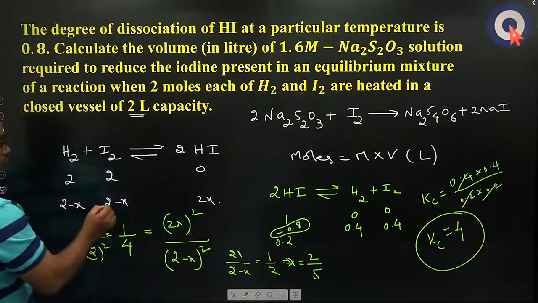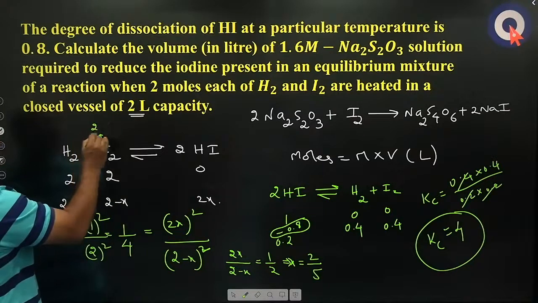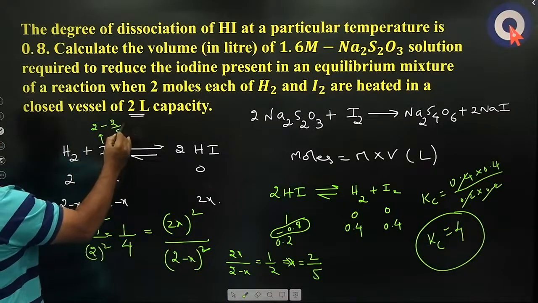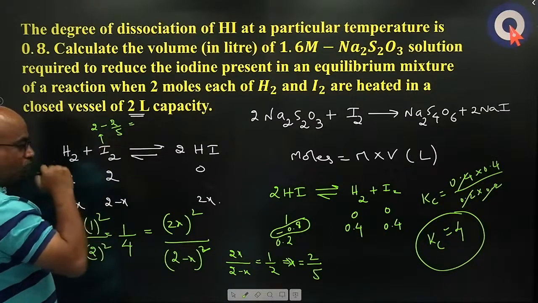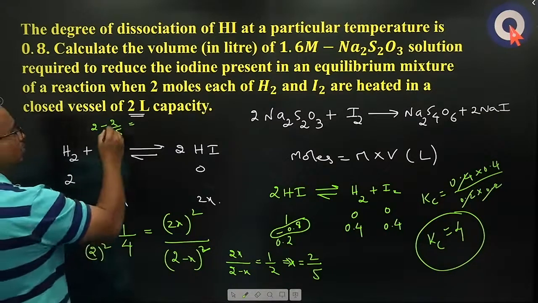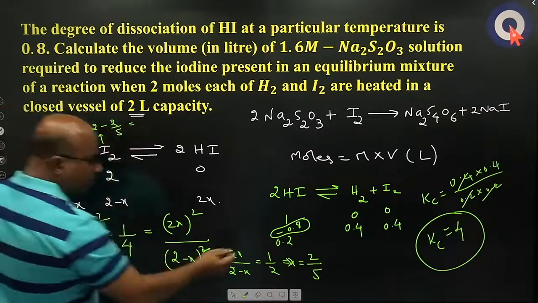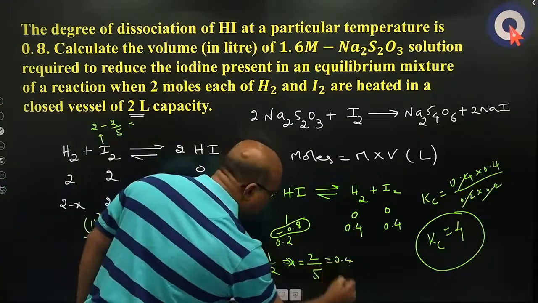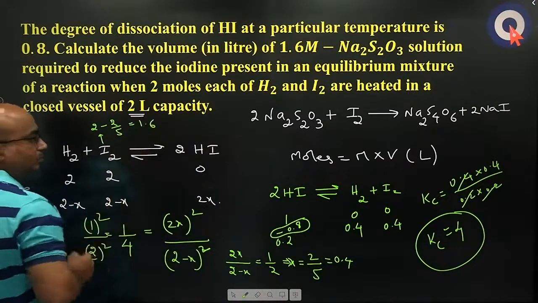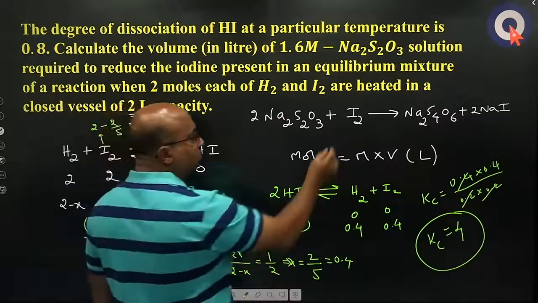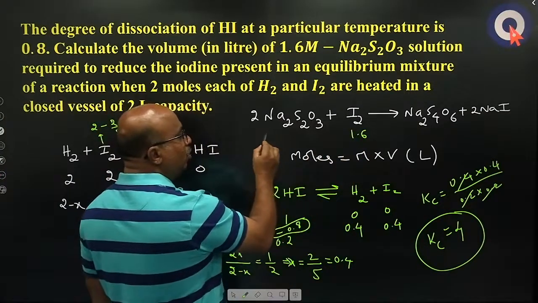So if the x value is 2 by 5, how many moles of iodine exist? 2 minus 2 by 5. That's nothing but you can say even as 0.4. So this is 2 minus 0.4. Otherwise you can write here 0.4. So this is 0.4, so it is 1.6. So when you have 1.6 moles of this, how many moles of this has to be consumed? 2 into 1.6.